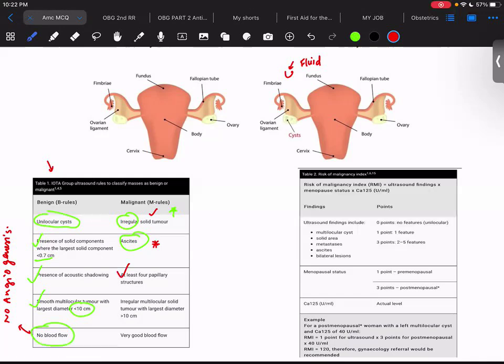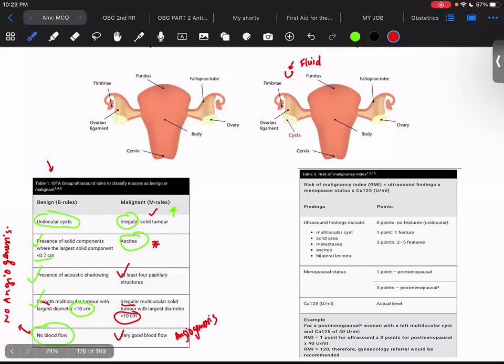So this is smooth, but here, if it is irregular multilocular solid tumors with the largest diameter of more than 10, this is a characteristic of malignant ovarian mass. Very good blood flow means there is angiogenesis, and angiogenesis is a characteristic of malignancy.